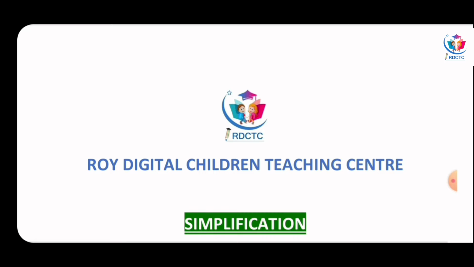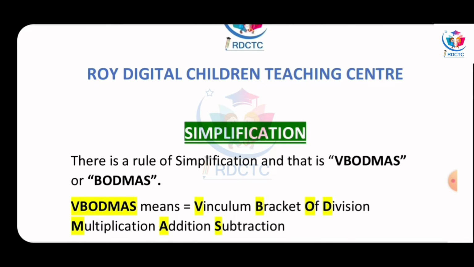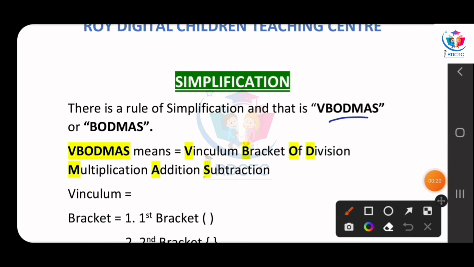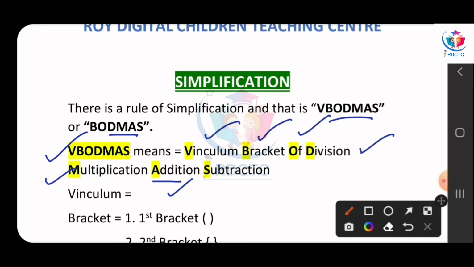Today we will discuss the new chapter, that is simplification. It is a very small and simple chapter. Before doing simplification, we have to remember a rule, that is the VBODMAS rule. VBODMAS means V for vinculum, B for bracket, O for off, D for division, M for multiplication, A for addition and S for subtraction. Okay. Now I hope you already understand what VBODMAS is. VBODMAS means it is the short form.